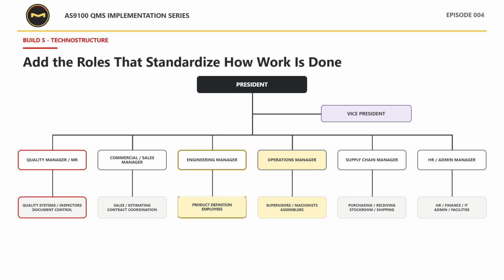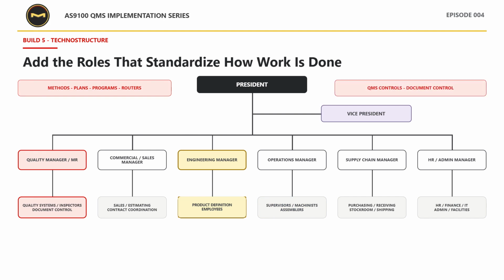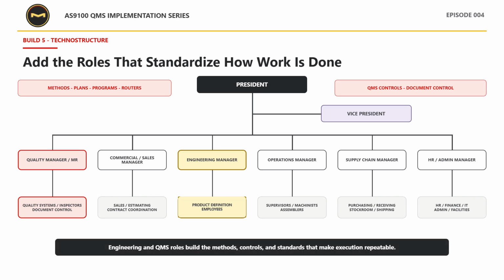Under engineering, identify the product definition employees. Include product engineers, test engineers, CAD designers, technicians, and related roles. They define requirements, designs, drawings, test methods, and controlled technical information. Every one of these roles still needs a formal reporting relationship, sufficient authority, and adequate resources.